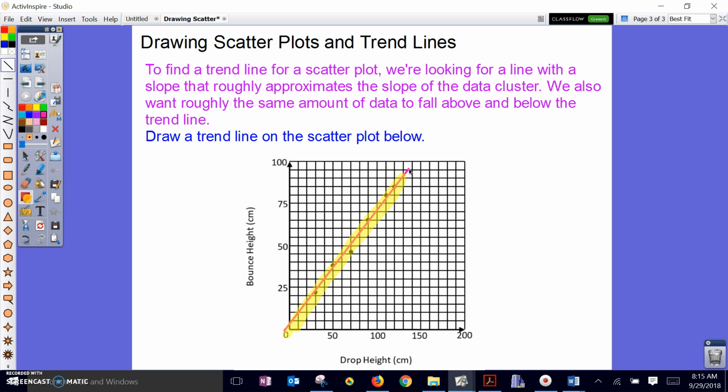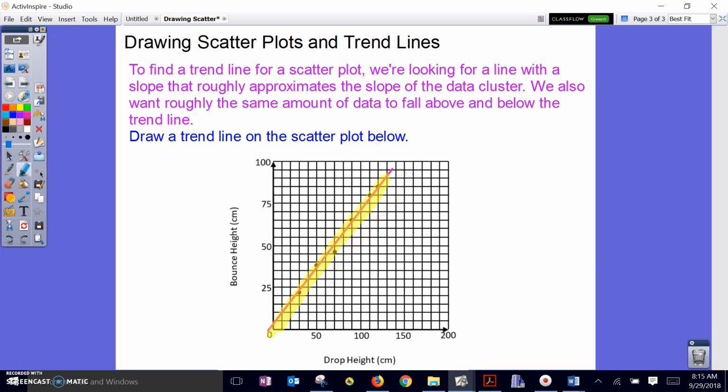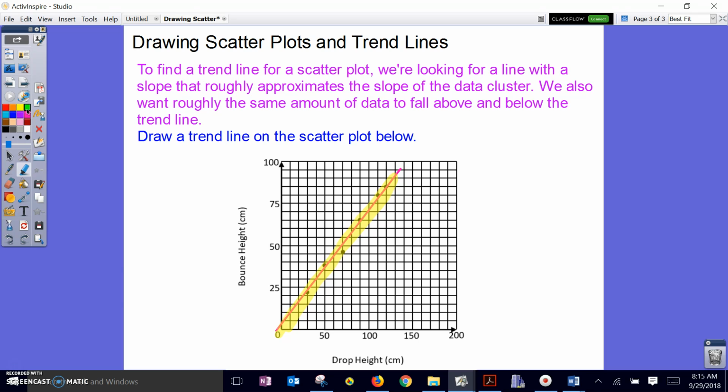The line looks like it goes through one of the points and is just below 3 of the others, just above one, and a decent bit above the other. So this is probably a pretty good trend line for us here. You see it pretty much goes through this point right here, and then it's just below these, which balances out with it being just above and a little bit more above that one.